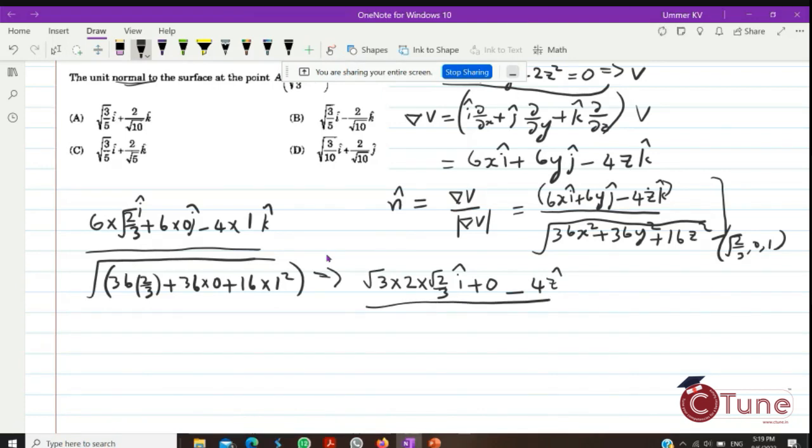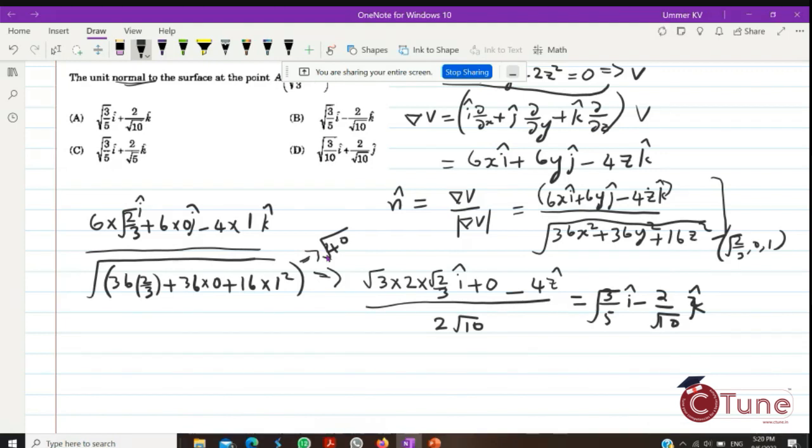what these values give, that is 40, right? So this value will be the square root of 40. That is equal to the square root of 4 into 10, that means 2 into the square root of 4 into 10, that is 2 into square root 10. So in the final answer, what will you get? Square root of 3 by 5 i cap minus 2 by square root of 10 into k cap, right? So this is k cap.